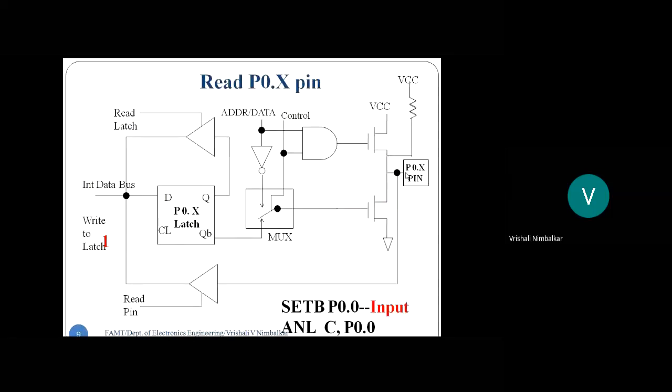So see, the input initialization should be done. For output, you need not do anything. For output, the logic is sent as it is. But for input, something has to be done. Only then does the pin function as input. See why it's happening? Look at the pin connection. This pin is connected to that pull-up resistor circuit. Then the pin is connected to the lower MOSFET.